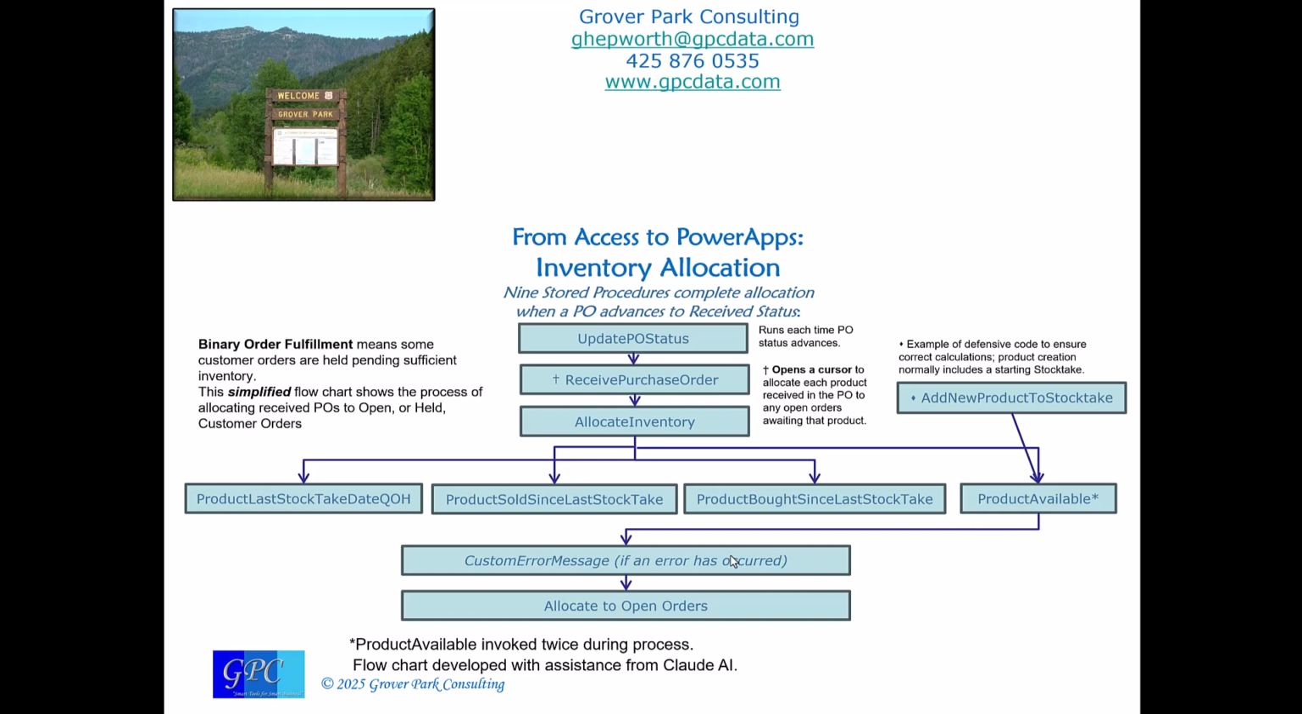Once we get through that calculation, we check to see if there has been an error. If an error has been raised by any of the steps along the way, we send that error through our custom error message so that we have a user-friendly error message to send back to the user. At that point, we have allocated all of the product on this purchase order that has now been received to any open orders calling for that product.